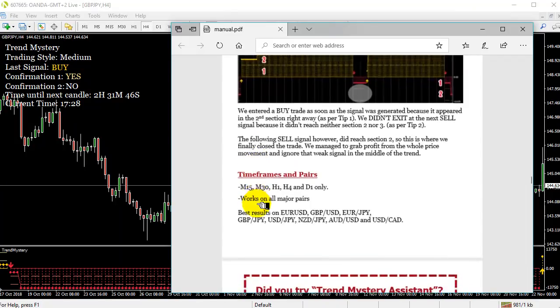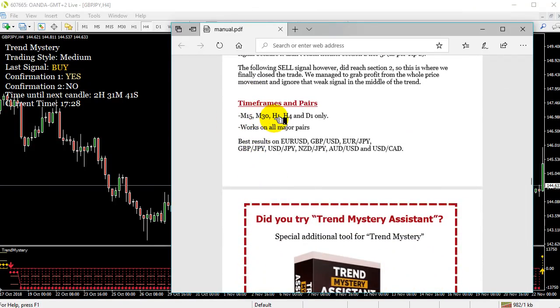Alrighty. Time frames, 15:30. So this is not a scalping strategy. You know, 15 minutes is not really scalping. I'm not a big fan of scalping personally, but you know, some people do it. I don't know how successful they are.